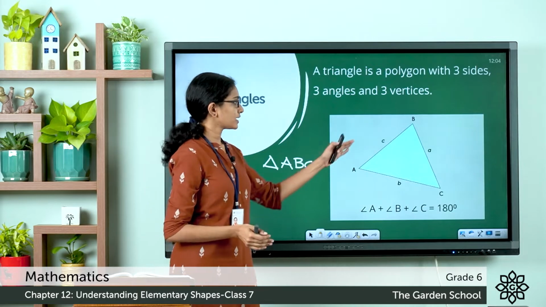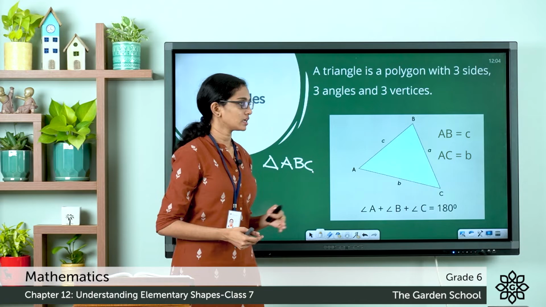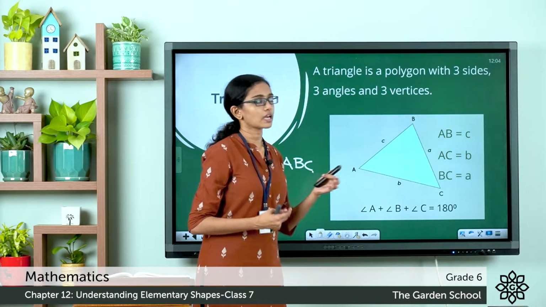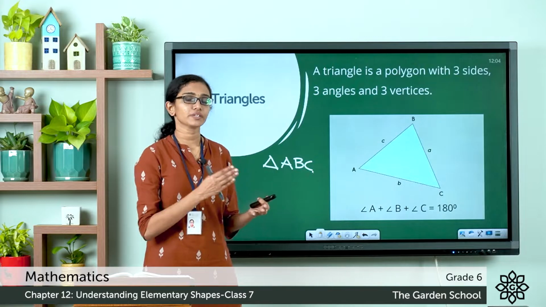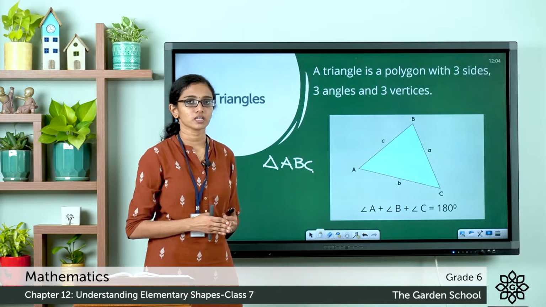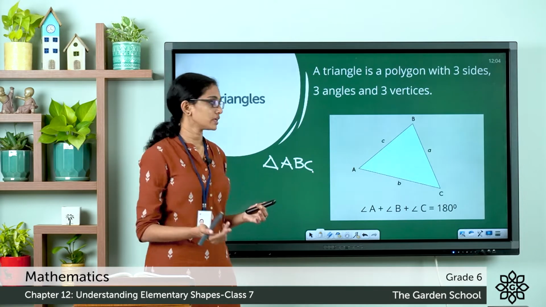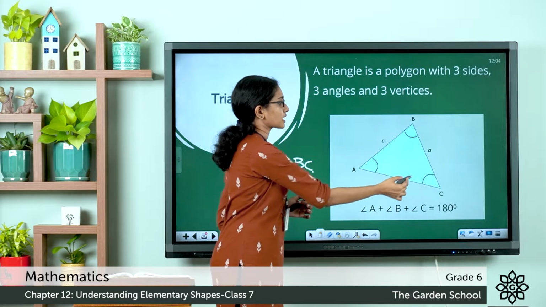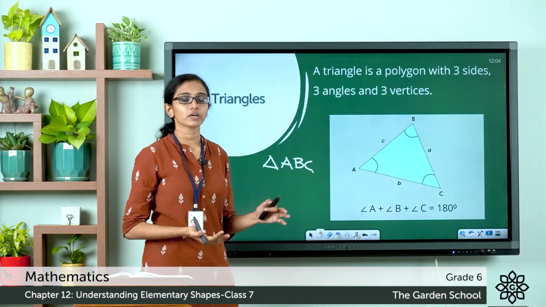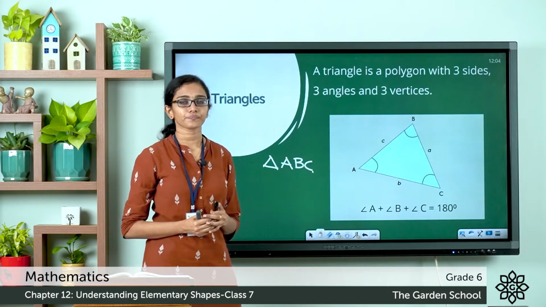The length of side AB is C, length of side AC is B and the length of side BC is A. Now, for any triangle, if you take the sum of its interior angles, it will be equal to 180 degree, which means angle A plus angle B plus angle C will be equal to 180 degree no matter what the length of the sides are.